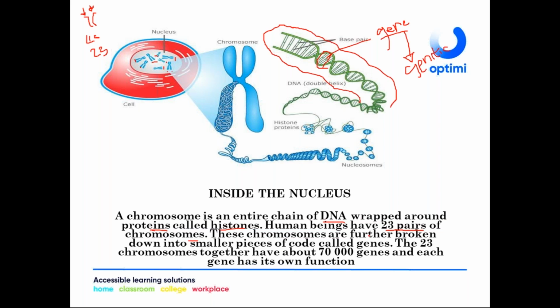These chromosomes are further broken down into smaller pieces of code called genes. Okay, the 23 chromosomes together have about 70,000 genes. So the 23 chromosomes inside each cell in your body contain about 70,000 genes, and each gene has its own function. This is just for enrichment. They will not ask you in the exam. You're not going to be asked how many genes are found in the cells. Okay, this is just for enrichment. It will not be examined.